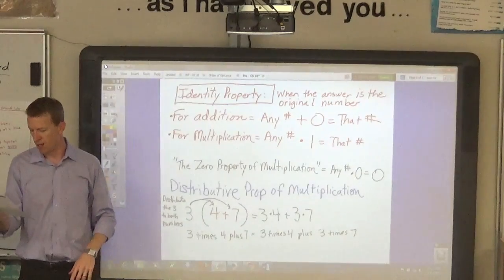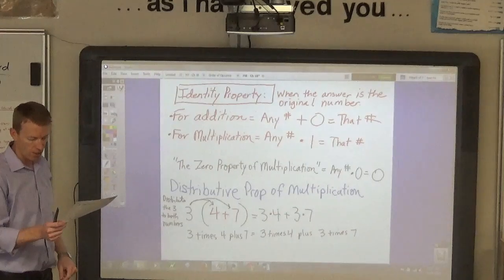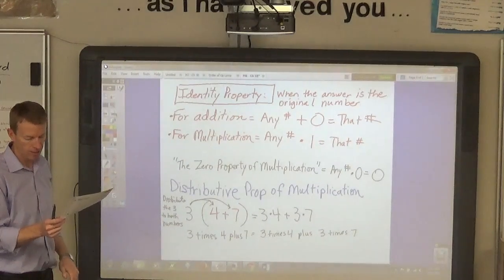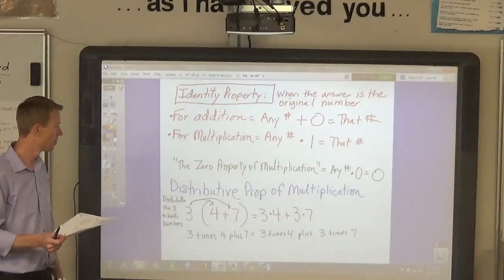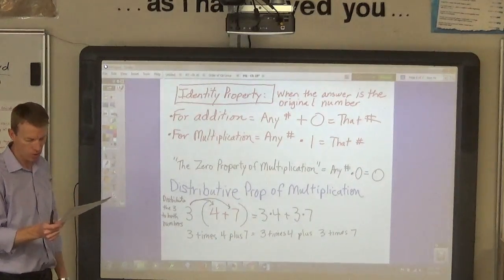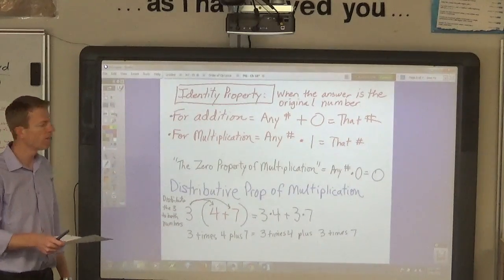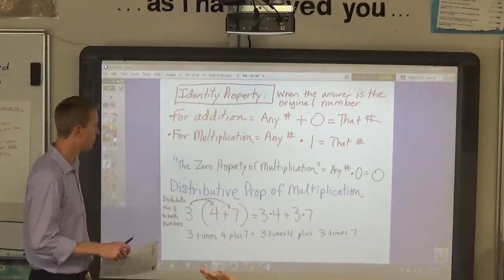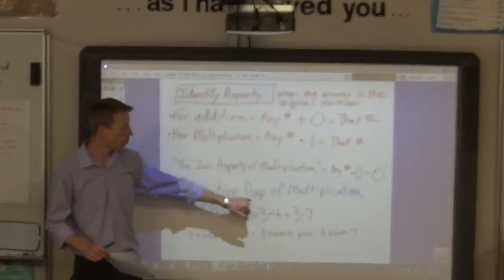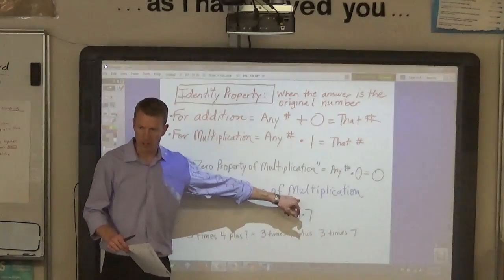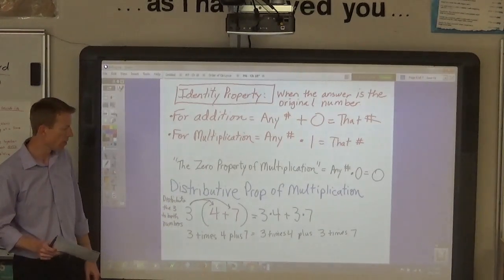How about the last one? The last one says 2 times 5 plus 2 times 2 equals the same as 2 times 5 plus 2 in parentheses. That one looks a lot like this. It's called the distributive property of multiplication. Number 6. The distributive property of multiplication.